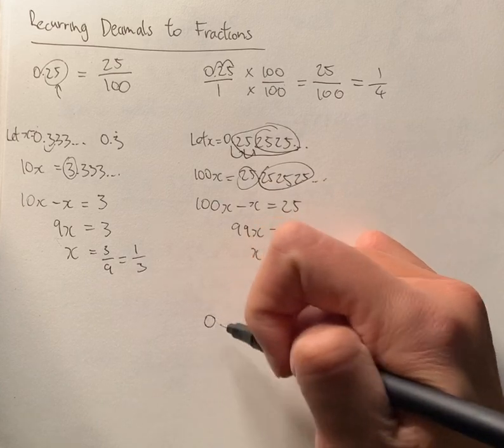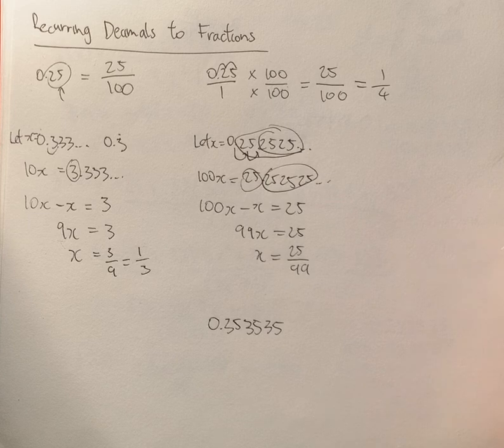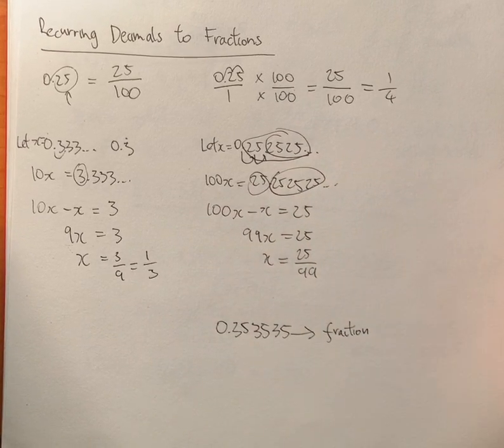Here's what I'm going to give you to do. I'll give you 0.353535 recurring, and I would like you to convert this to a fraction. That's your challenge. Post it in the comments if you get it. Okay?